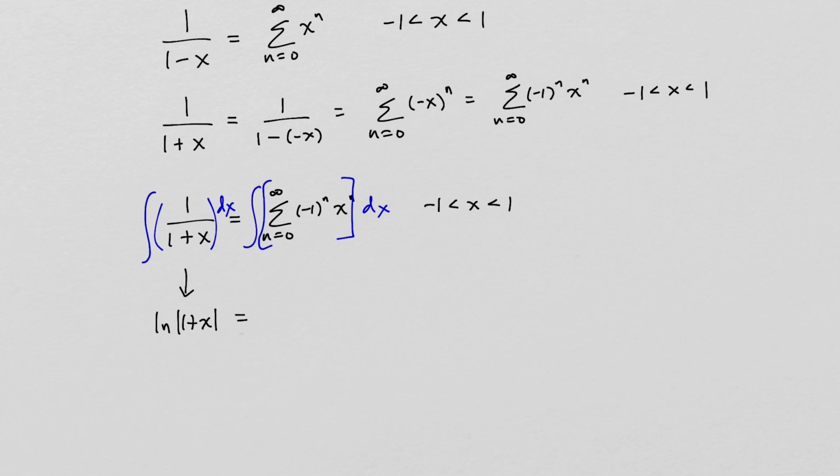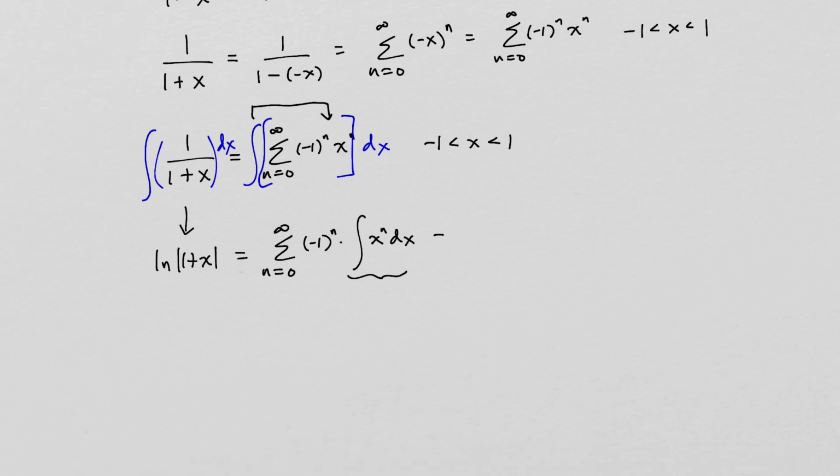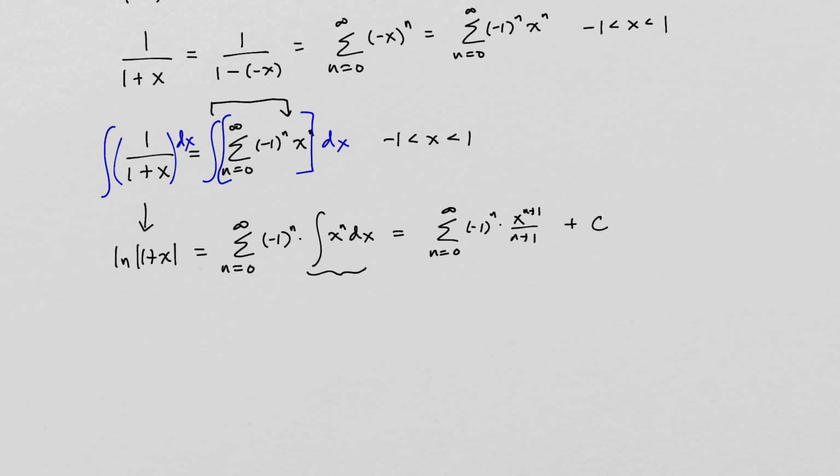And now on the other side, I'm going to take the integral and move it to the inside here. So I'm going to have the summation n equals 0 to infinity. -1 to the n is a constant, and we're going to multiply that by the integral of x to the n dx. And this, of course, we know is x to the n plus 1 divided by n plus 1. So we get the sum, -1 to the n, times x to the n plus 1 divided by n plus 1. And then don't forget plus a constant of integration. And we also know that it has the same interval of convergence.